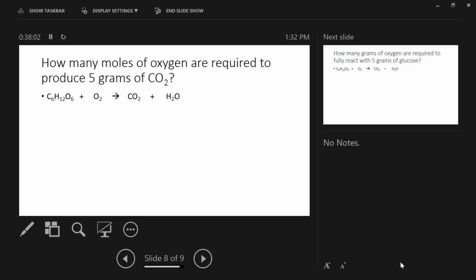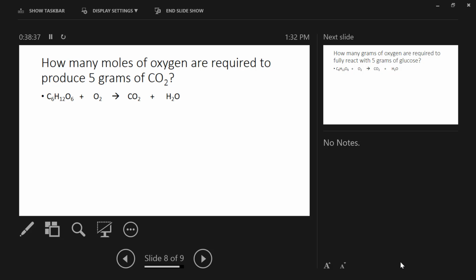Anybody get something different? Did anybody do this problem? Okay, you got the same thing? 0.11? So it requires 0.11 moles of oxygen to produce 5 grams of CO2. All right? Sound all right? We've got one more, and how many steps is it going to require? 3. What do you imagine is going to be part of this? How are we going to get that third step?